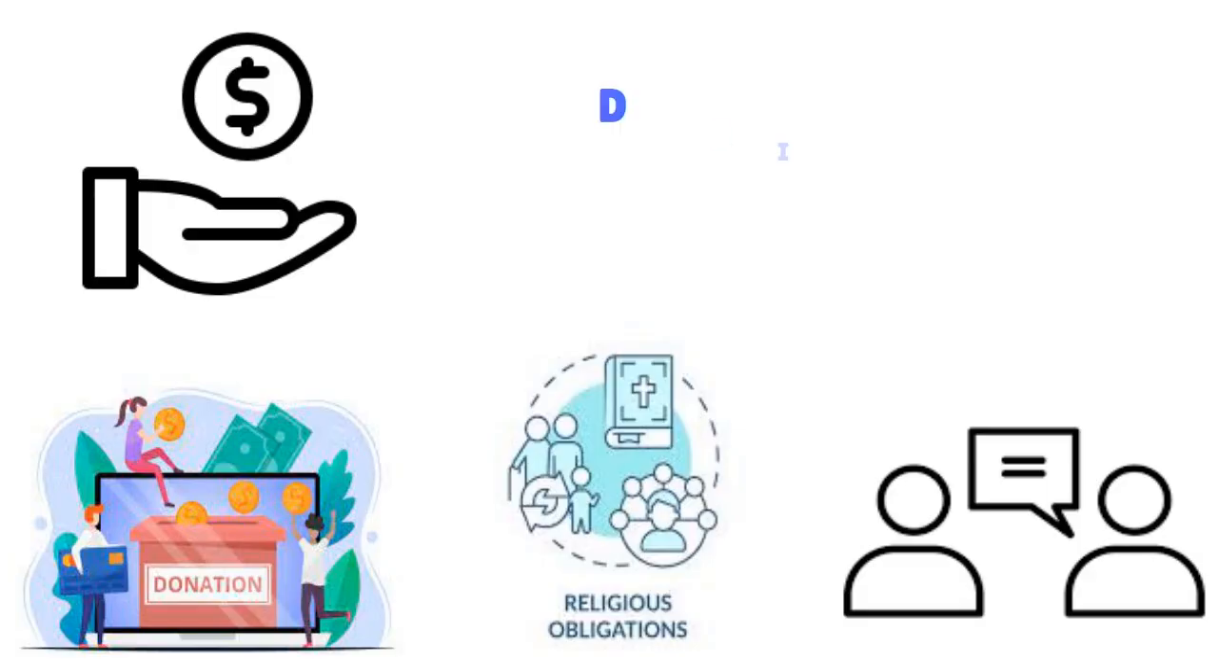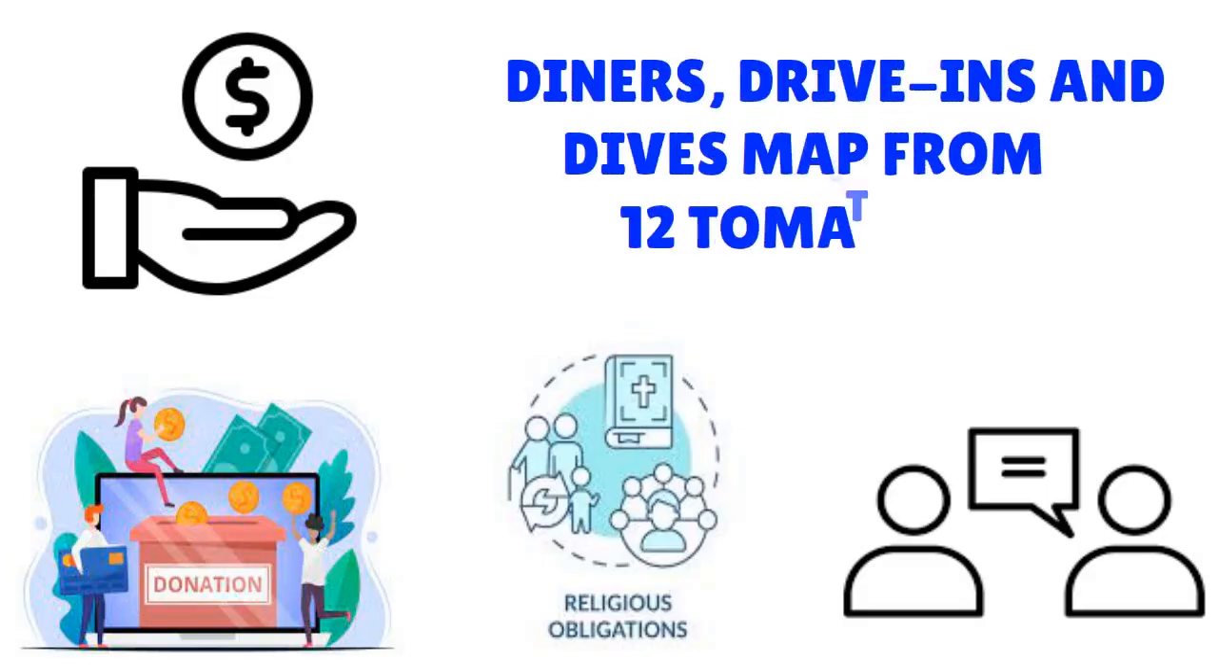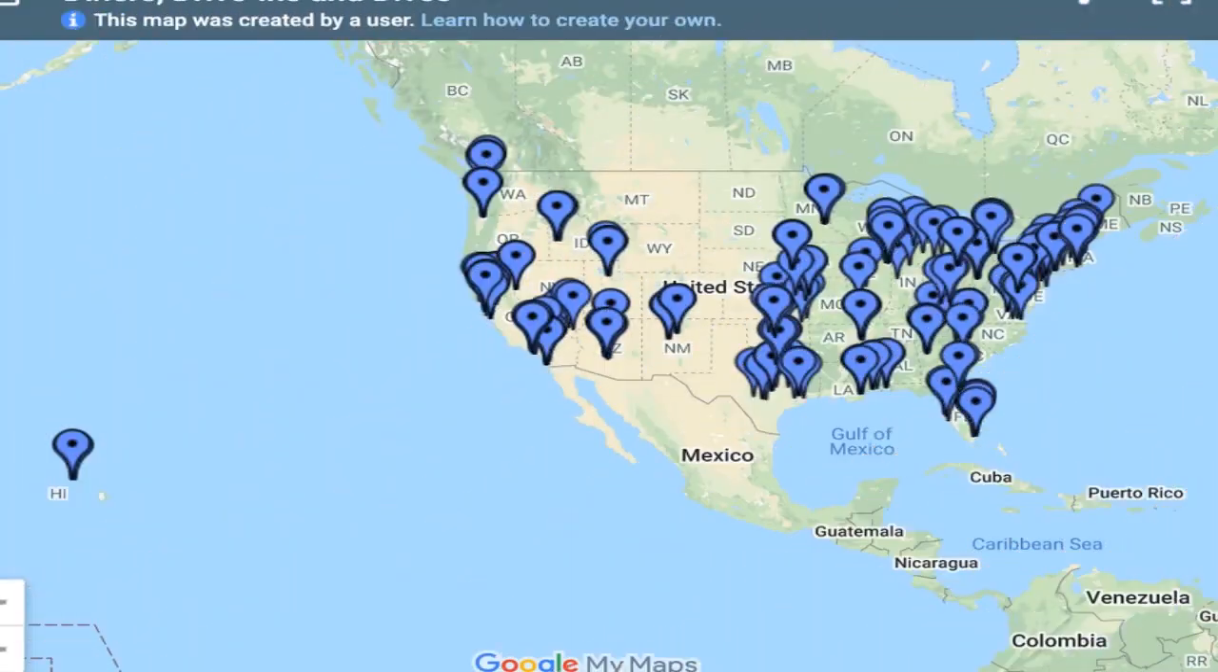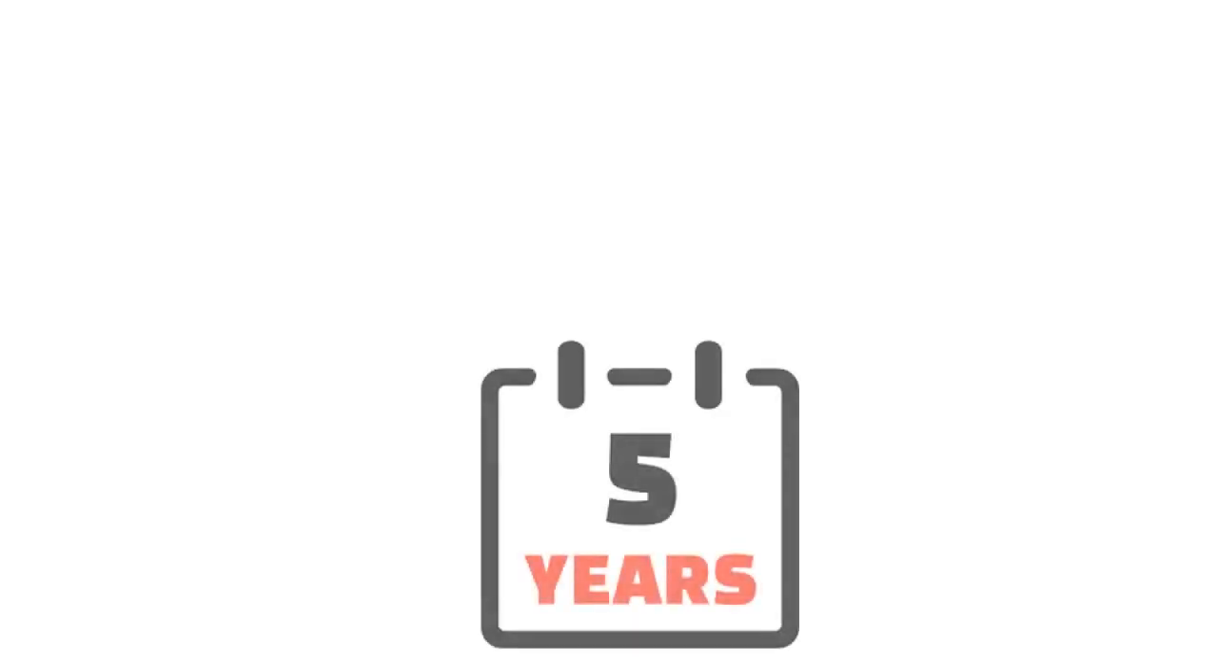Also, you have the Diners, Drive-ins, and Dives map from 12 Tomatoes. This is also another wonderful piece of content. You can see all the locations that were visited throughout the TV show Diners, Drive-ins, and Dives. This piece, which came online nearly 5 years ago, illustrates the power of linking a popular intellectual property with an activity, in this case, travel. As of the date of this show, this post has over 250,000 engagements. That's really powerful when you think about it.